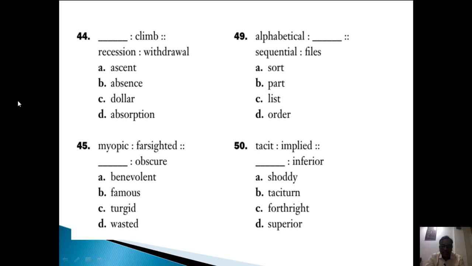Last one. Tacit equal to implied, then what equal for inferior? Tacit is another word for implied, and shoddy is another word for inferior. Shoddy, S-H-O-D-D-Y, is another word for inferior. We use this word, inferior. Now, instead of inferior, we can say shoddy.